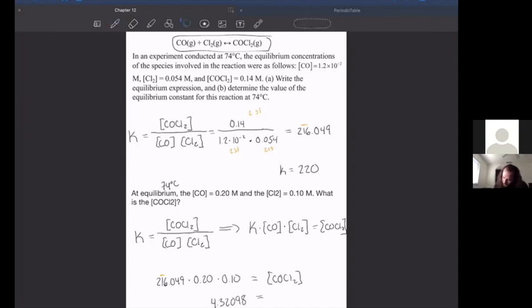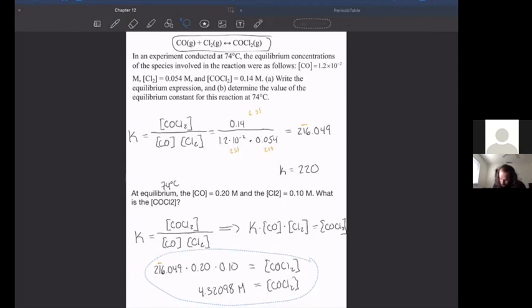8. And again, we're going to say that our concentrations are always in molarity. So that's 4.32098 molar. That's the concentration of carbonyl chloride. Move this up so I have a little bit more room. And then I'm going to have to round to the correct number of sig figs. I have 2 in all 3 of these here, so I'm going to round to 2 sig figs. So my final answer for the concentration of carbonyl chloride would be 4.3 molar in this particular reaction at equilibrium, right?